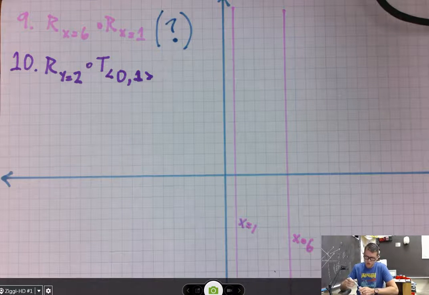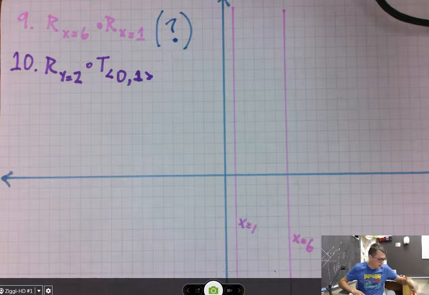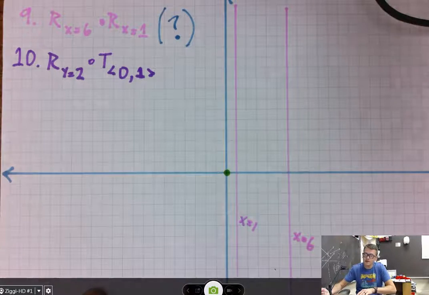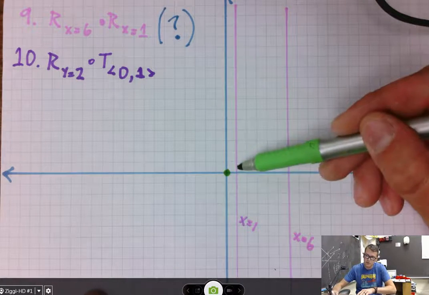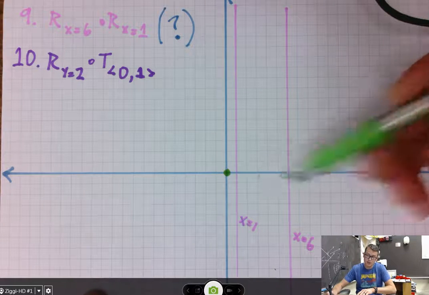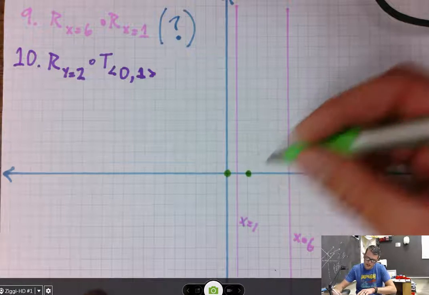So let's just choose some kind of point. And honestly, the easiest point will just be the origin. So let's say if I take the origin point and I reflect it across the line x equals 1, well, however far it goes to get to that line x equals 1 is how far it's going to go on the opposite side of that. So we would get that my reflection point will be right here at 2, 0.